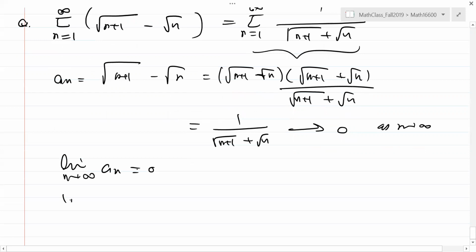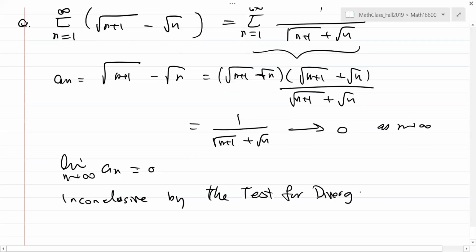What I can say is that it's inconclusive by the test for divergence. You cannot use the test for divergence to prove it's divergent, because the test for divergence says that if the limit of the nth term is not 0, then it's divergent. Now it's 0, so it's possibly convergent, possibly divergent. Inconclusive. You cannot say it is divergent by the test for divergence.